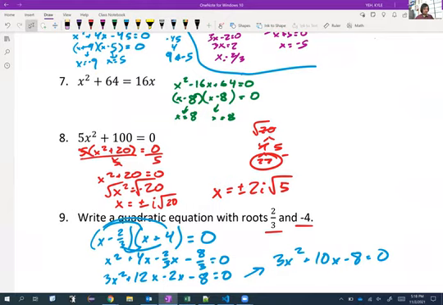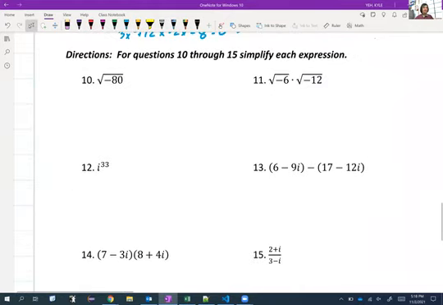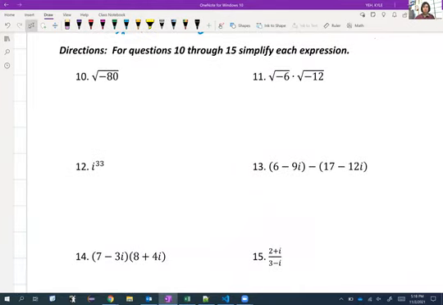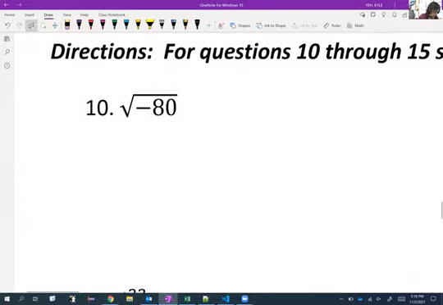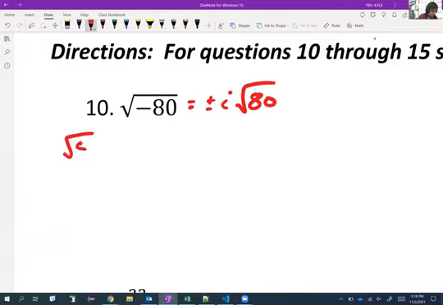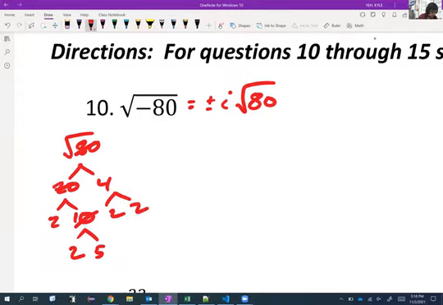Okay, handful more problems, all having to do with i. So let's start churning through these. Square root of -80, I know that I can write that as plus or minus i root 80. I can pull the negative out, it becomes an i. So then all I have to do is simplify 80. I know that 80 is 20 times 4, and that 20 is 2 times 10, and that 10 is 2 times 5, and that 4 is 2 times 2.